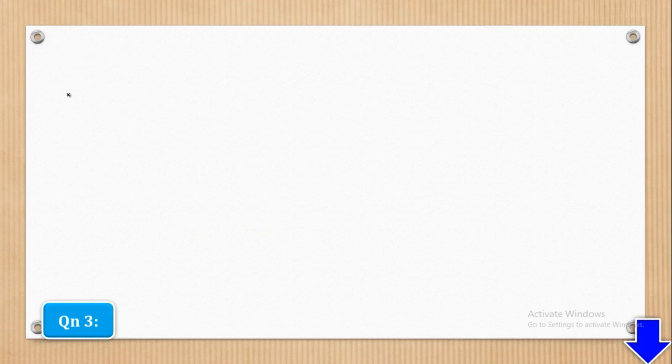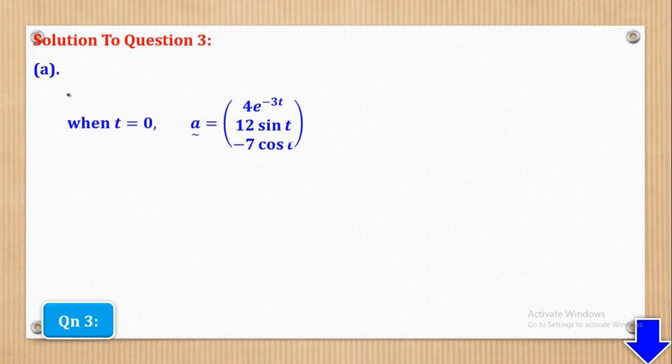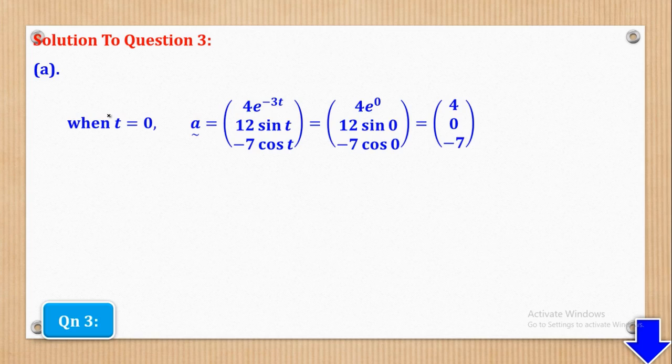So we shall start with Roman 1, part A. When t is equal to 0, acceleration is equal to this. So what you do is substitute for t, so it becomes 4e to power 0, 12 sine 0, and negative 7 cos 0. Now a number to power 0 is 1, so exponential of 0 is 1, and 1 times 4 is 4. Then sine 0 is 0, and 0 times 12 is 0. Then cos 0 is 1, and 1 times negative 7 is negative 7.